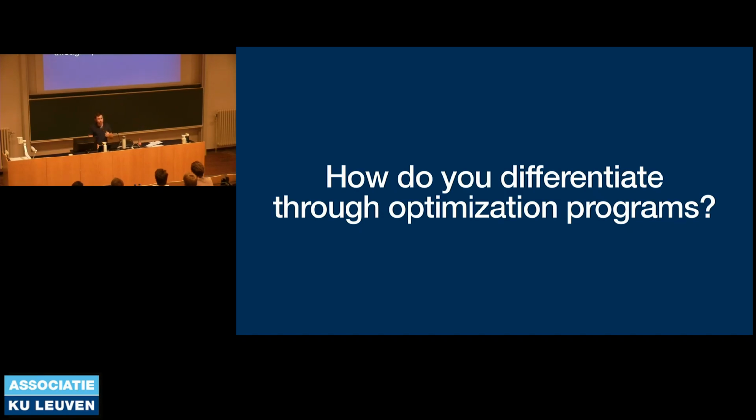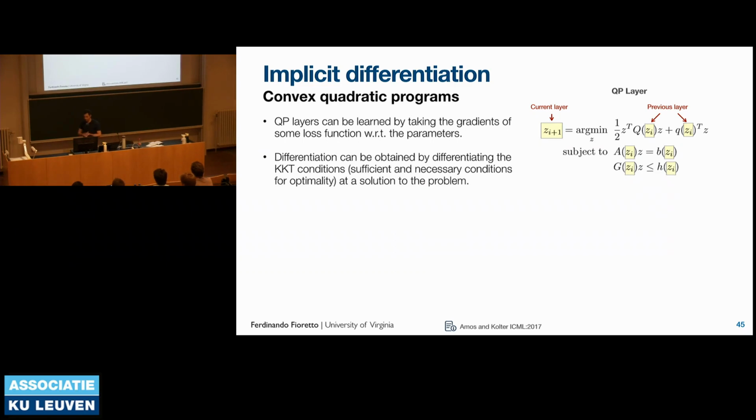In order to differentiate through optimization programs, there are a few tricks that you can use, but in summary, all of them are exploiting some form of optimality conditions of a problem. They also depend on the form of the program. So for convex quadratic programs, a beautiful paper by Amos and Kolter showed us that you can learn the QP layers by taking the gradients for some loss function with respect to the model parameters by exploiting the KKT conditions, which are sufficient and necessary conditions for optimality.